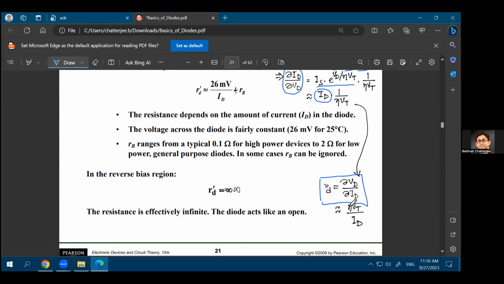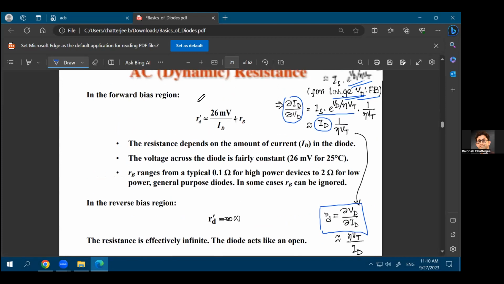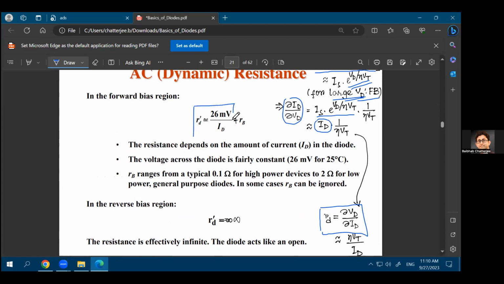Now, if you consider eta to be equal to 1, that's true for most of the scaled silicon technologies, and your Vt is already 26 millivolt. So your Rd can be defined as 26 millivolt divided by Id.